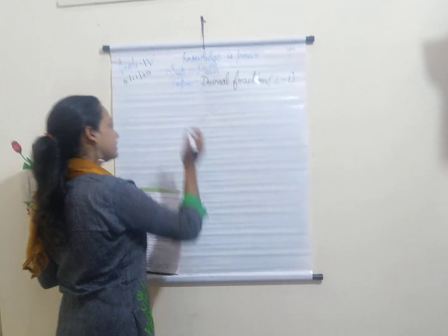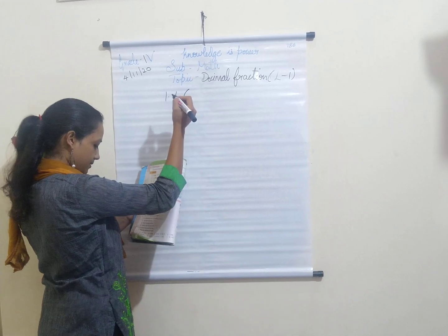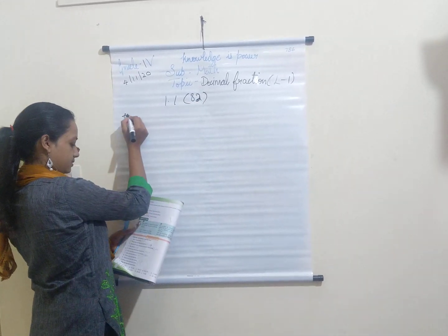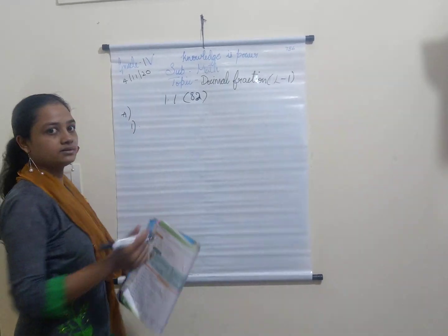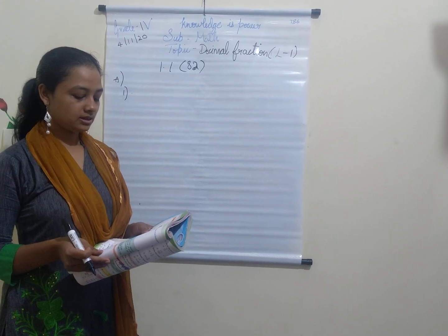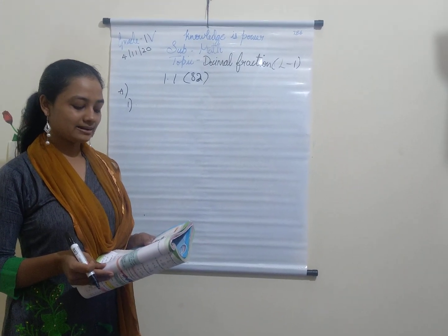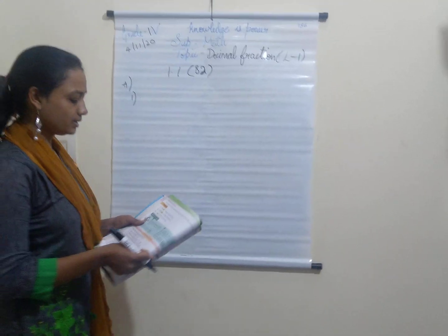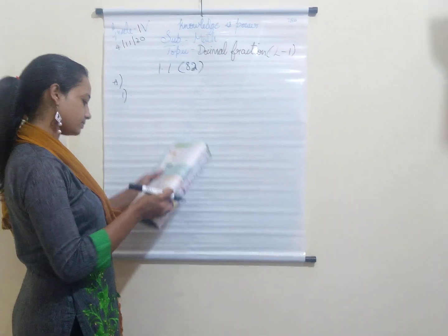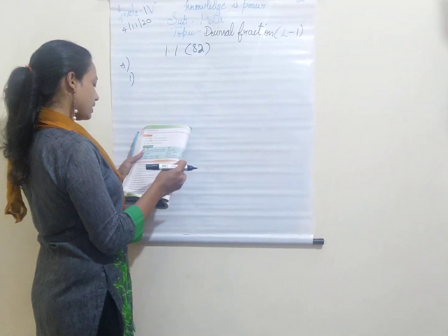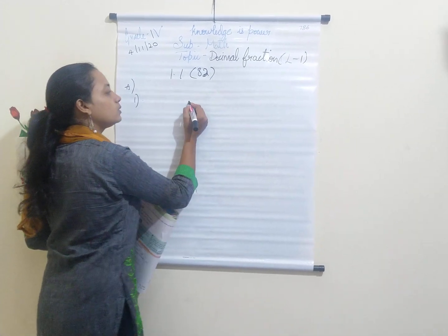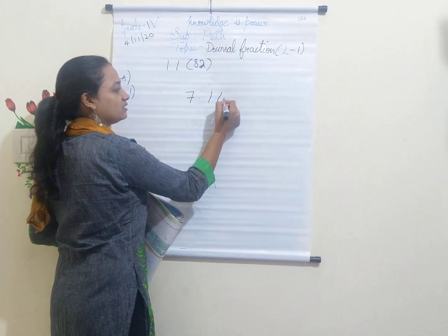The first exercise, 1.1, page number 82. First one. Now let's read the first question. The first question is 7 hundredths. So what is this hundredths? It means the place values, children. So I have to first introduce you to the place values here. So let me first explain the place values.